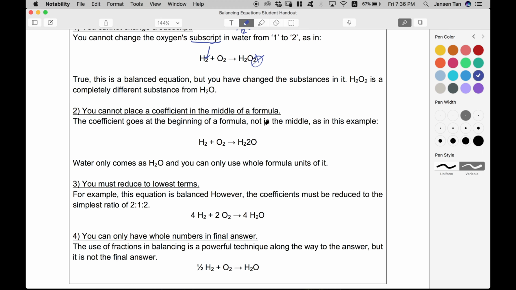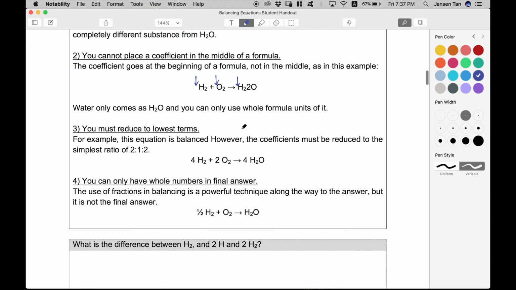The second rule is that you cannot place a coefficient in the middle of the formula. So let's say if we need 2 oxygen, we cannot put a 2 in between here. So whatever that you do, don't put numbers anywhere else except in front of the substances that are in the reaction.